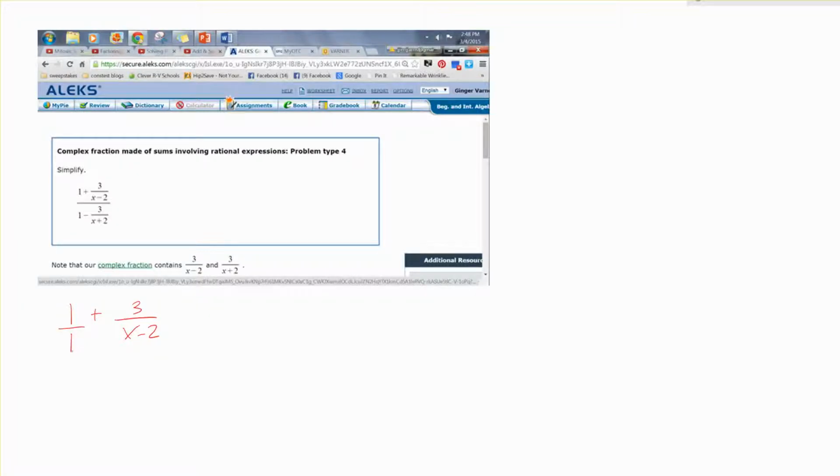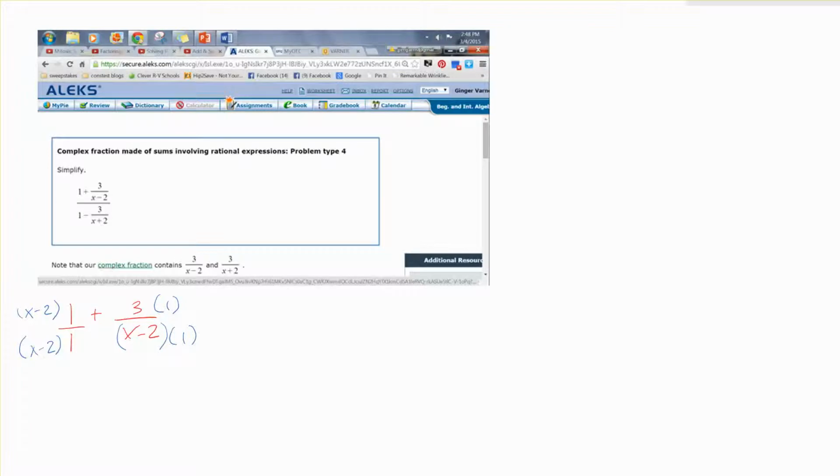The first denominator has a 1 and the second denominator has an x minus 2 group, and that group does not factor. We have to get a least common denominator. So I'm going to multiply the first fraction by the x minus 2 group and the second fraction by the 1. And whatever you multiply on the bottom by, you have to multiply also on the numerator.